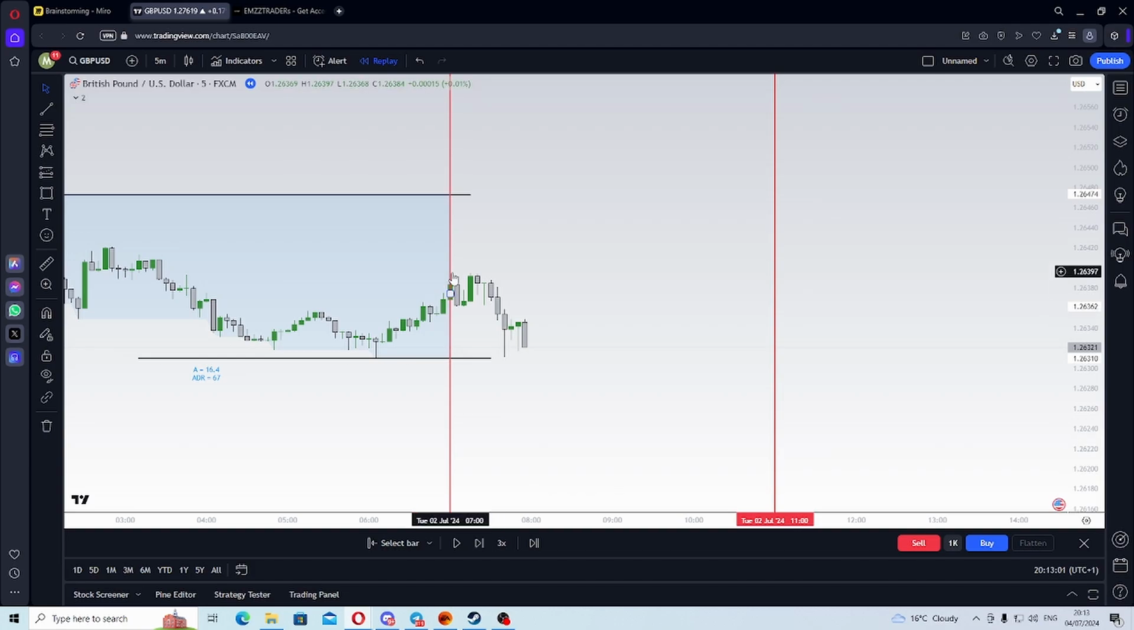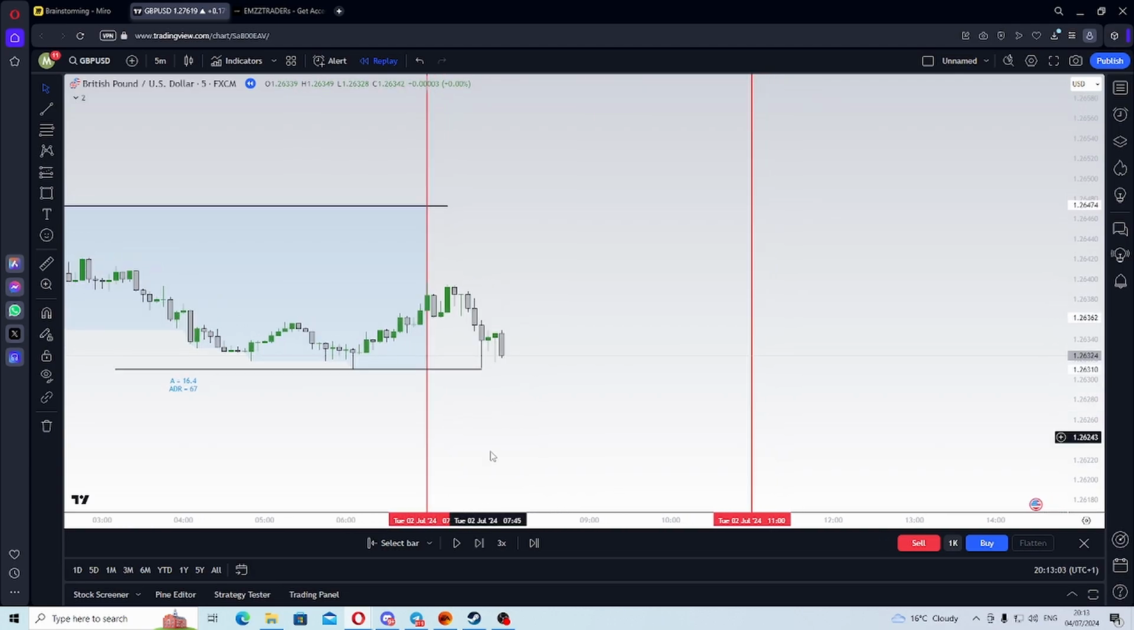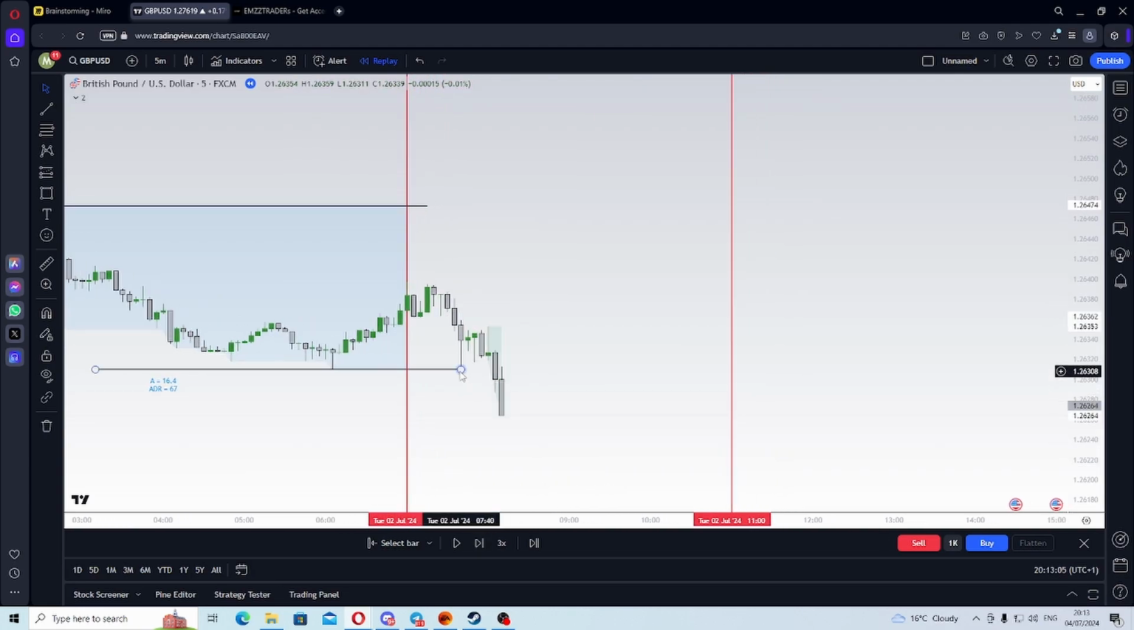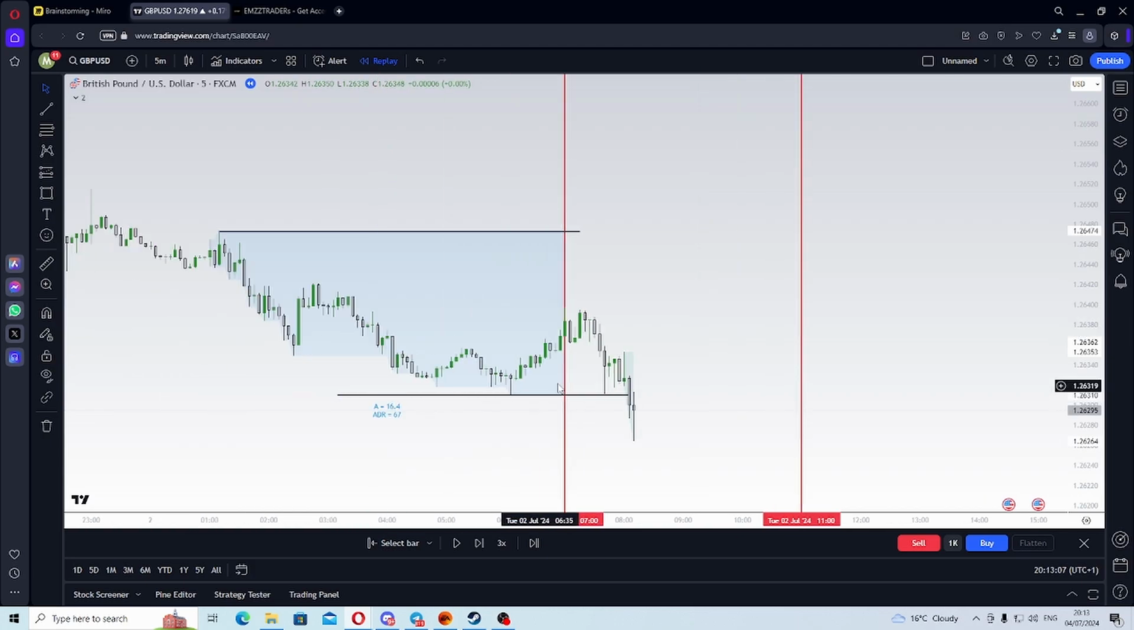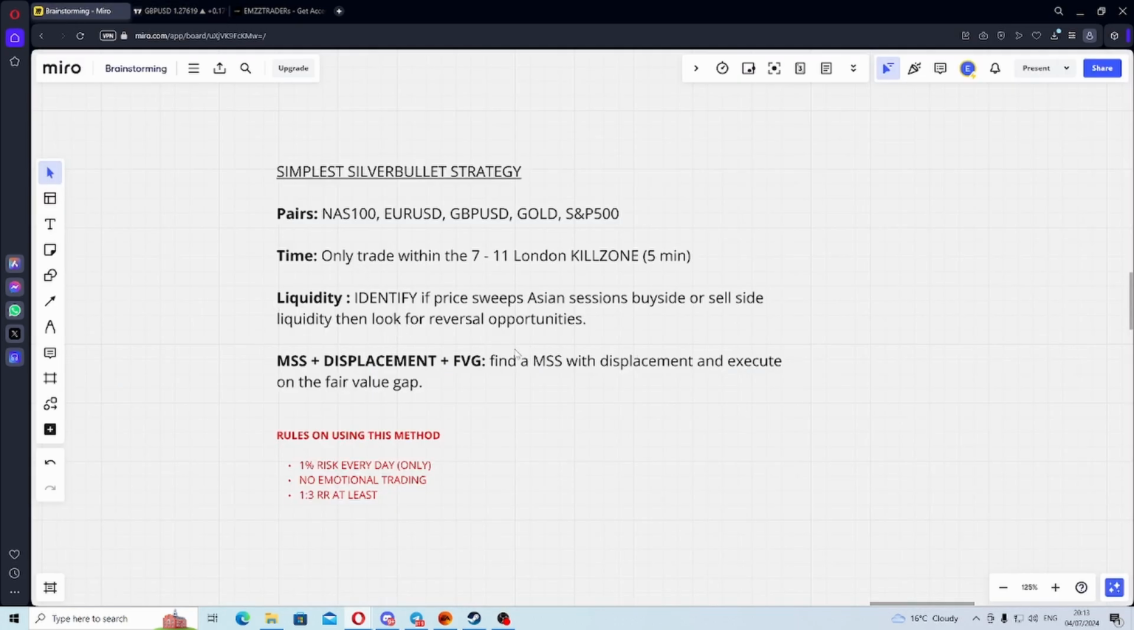Play price forward. I think this nearly got swept. Nope. Still going. There we go. It just got swept. So now we have our liquidity sweep. Now we find a market structure shift with the displacement and we execute on the fair value gap.